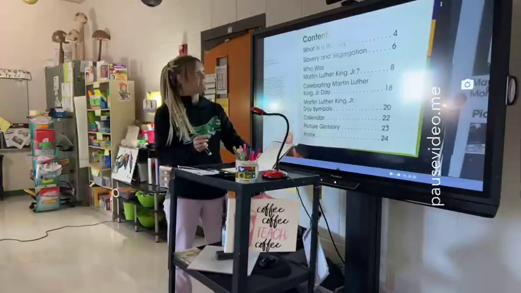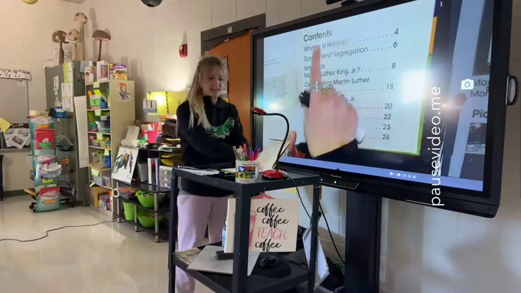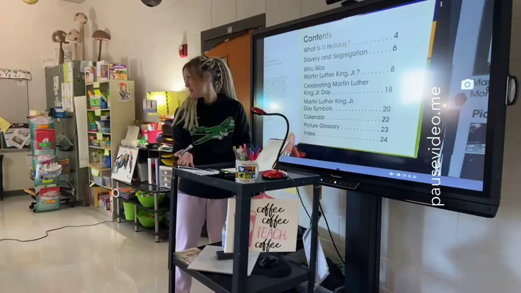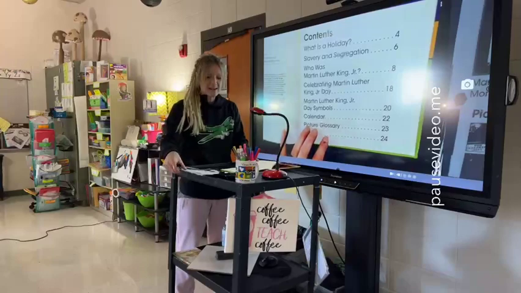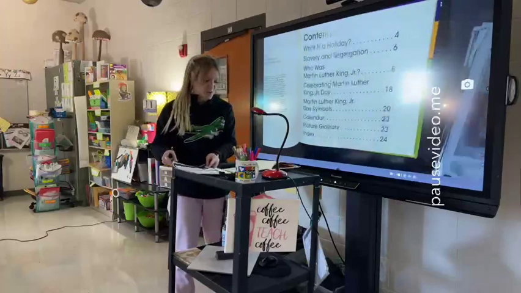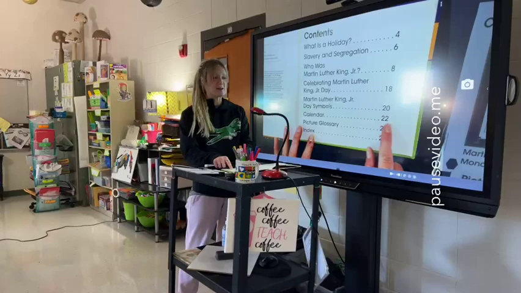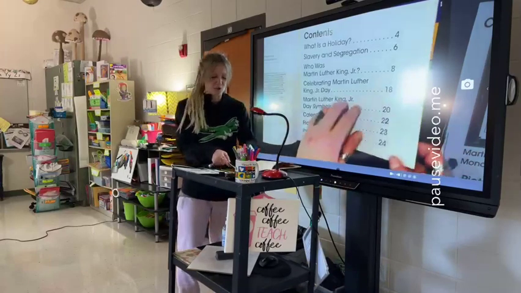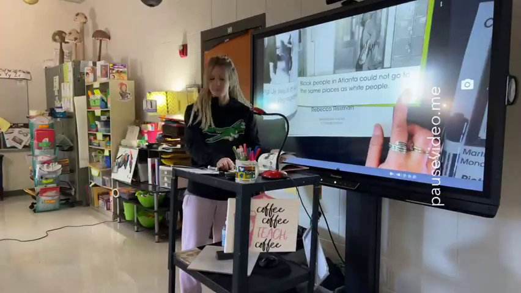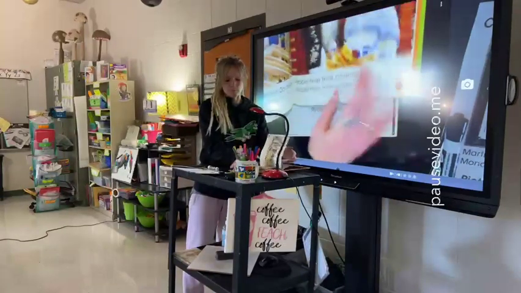Here's our table of contents. If you want to know about something we read about, all you have to do is look in the table of contents and find the page number of what it's telling you to go to. I actually have printed off for you the calendar of January. So I'm going to look for calendar. Here's calendar, and it's on page 22. So I'm going to flip to page 22. Y'all see my page numbers? Yeah. So page 22.